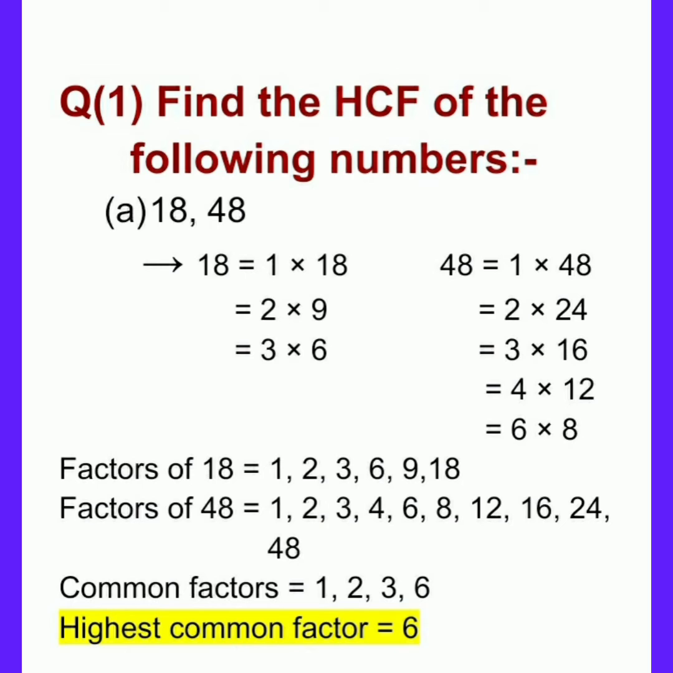Now let's move on to exercise 3.6. Question 1: find the HCF of the following numbers. I am solving two sums for you. 18 and 48. Factors of 18 are 1, 2, 3, 6, 9 and 18, and factors of 48 are 1, 2, 3, 4, 6, 8, 12, 16, 24 and 48. We see the common factors are 1, 2, 3 and 6, so the highest common factor will be 6.